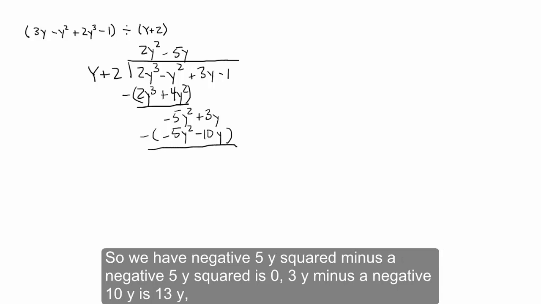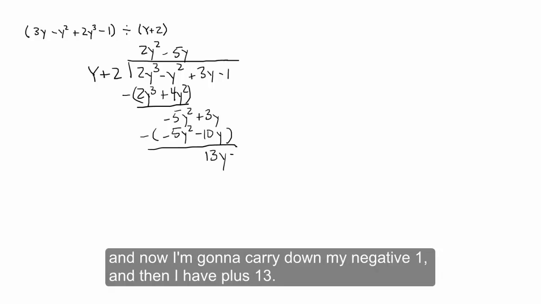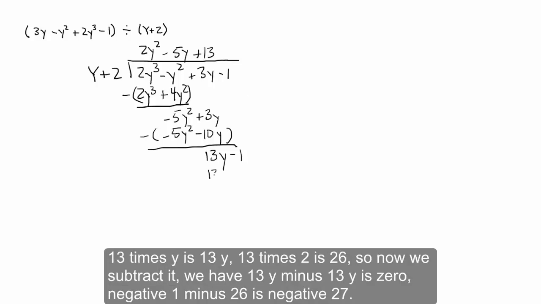So we have negative 5y squared minus a negative 5y squared is 0. 3y minus a negative 10y is 13y. And now I'm going to carry down my negative 1. And then I have plus 13. 13 times y is 13y. 13 times 2 is 26. So now we subtract it, and we have 13y minus 13y is 0. Negative 1 minus 26 is negative 27.